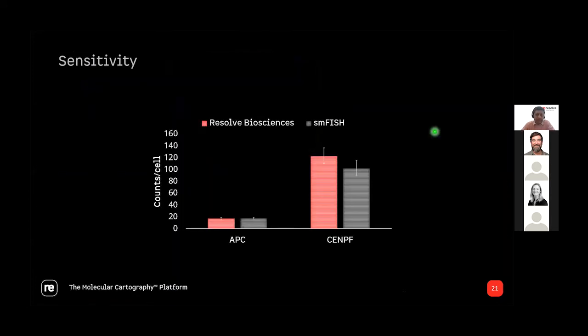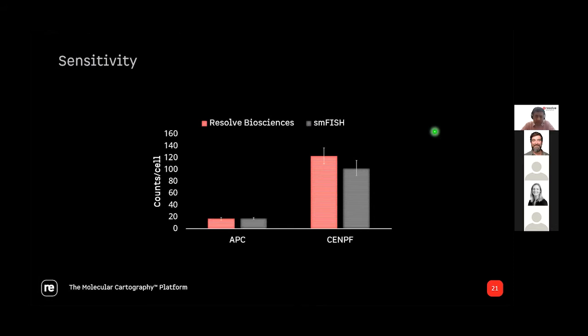And just a bit of the last data set on sensitivity. This is done in cell cultures. This is in-house data. And just a glimpse here. What we have done is compare our technology with conventional single molecule FISH, done using just one gene at a time. I'm just showing 2 extreme cases when it comes to expression. APC, that's one gene, and CNPF. APC has relatively low counts per cell, about, let's say, 10 or so. And for CNPF, it's about 10 times more.